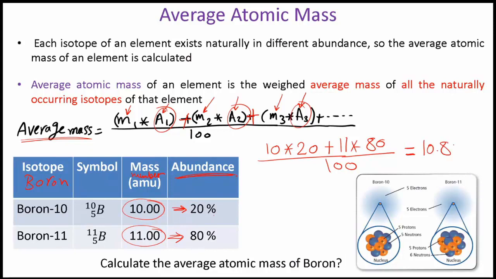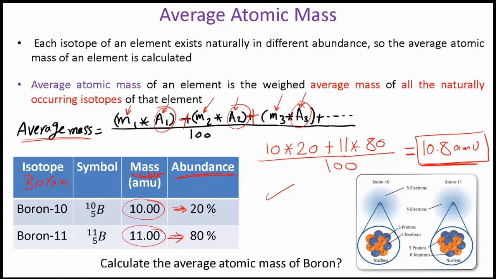10.8 atomic mass unit. So the average mass of the natural boron on the Earth is 10.8 atomic mass unit. And this average mass is the one that's written in the periodic table. In the periodic table, they write down the atomic number and the average mass.